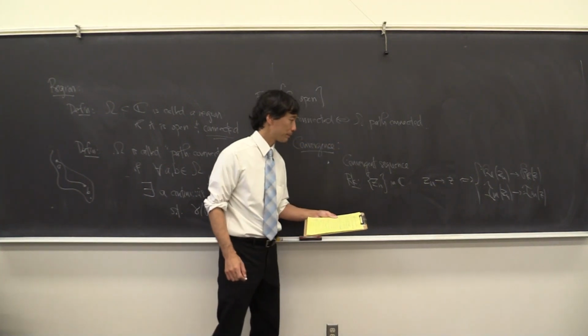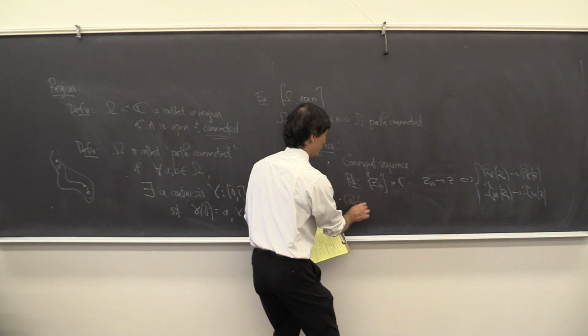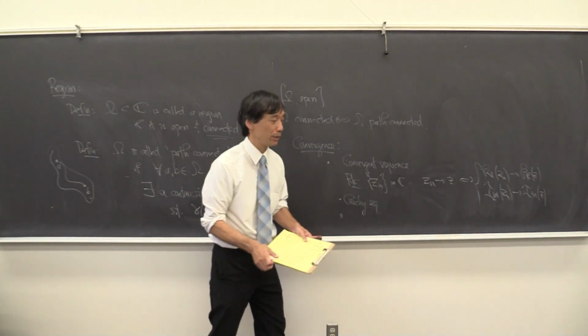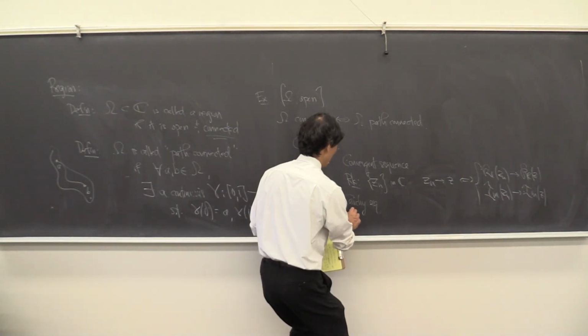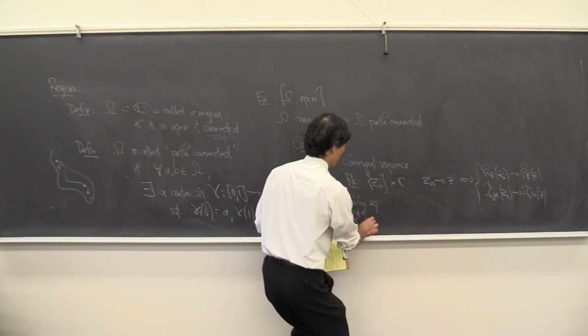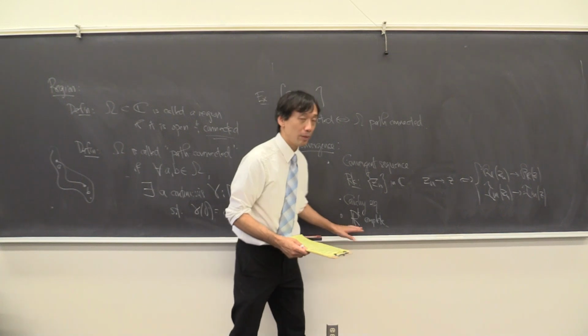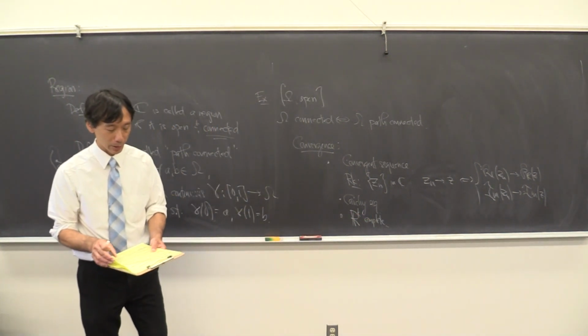If you don't remember these, please review your knowledge. You should know what a Cauchy sequence is. You should know that Euclidean space with the normal metric is complete, and so C is also complete. Complex numbers are also complete.